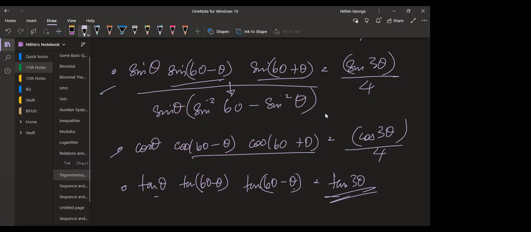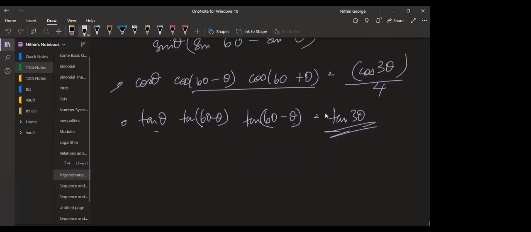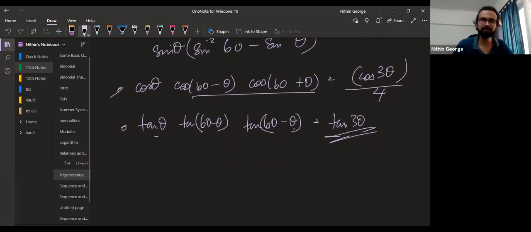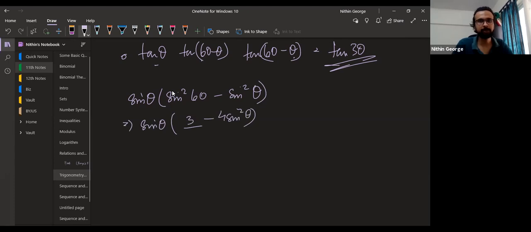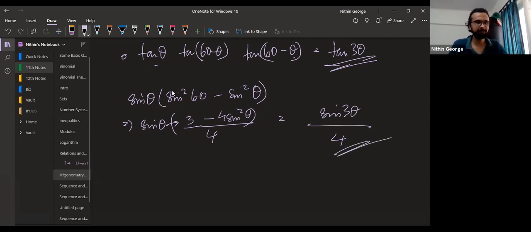Sir, can you derive that? I couldn't understand. How did you get that? Okay, I'll just do the first part. The second and third part you can take care of. Sine theta, sine 60 minus theta, sine 60 plus theta: sine square 60 minus sine square theta. So what is sine square 60? Root 3 by 2 square, which is 3 by 4. This becomes 4 sine square theta by 4. So then 1 by 4, 3 sine theta minus 4 sine cube theta when you multiply this inside. So that is nothing but sine 3 theta. Got that? Yes, sir.